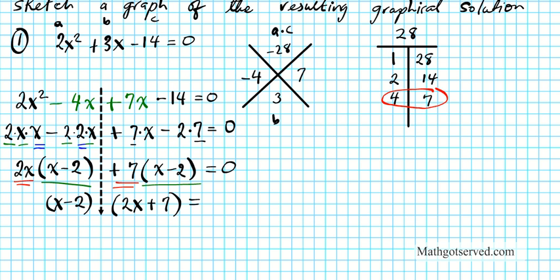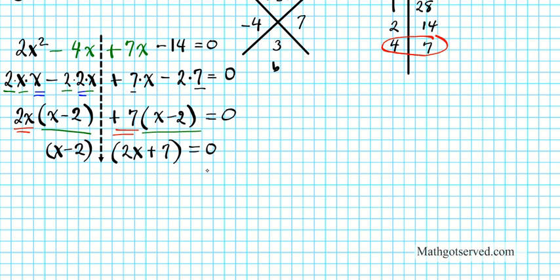Okay? So what I've just done is factored this quadratic expression right here. It's x minus 2 and 2x plus 7. Now I'm going to use something called the zero product property to finish this off. If a product of two numbers is 0, that means one of them has to be 0. So either x minus 2 equals 0, or 2x plus 7 equals 0. Okay? All right, let's solve this.